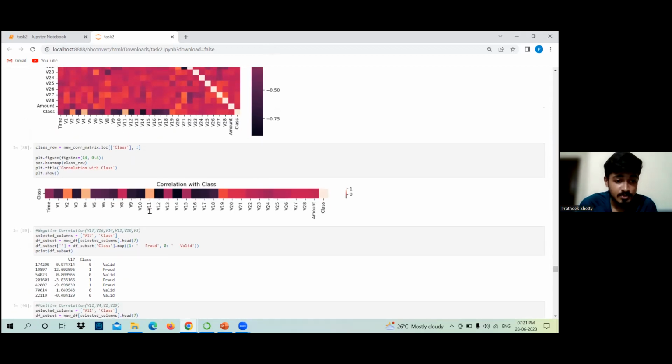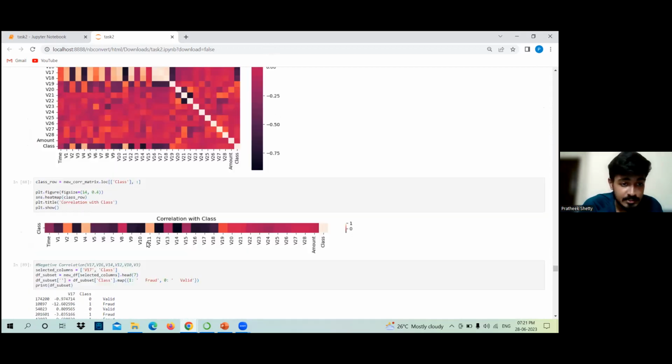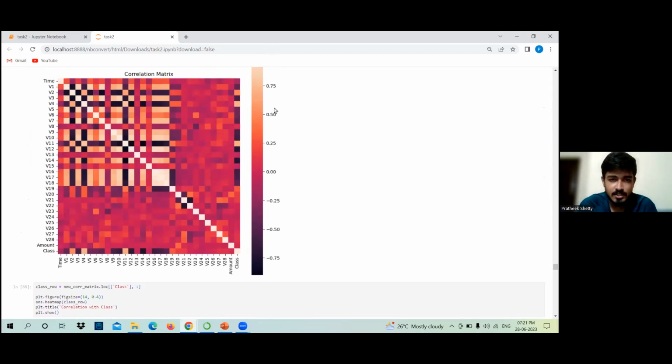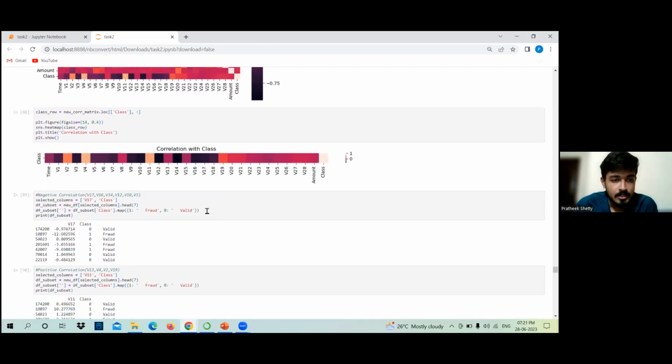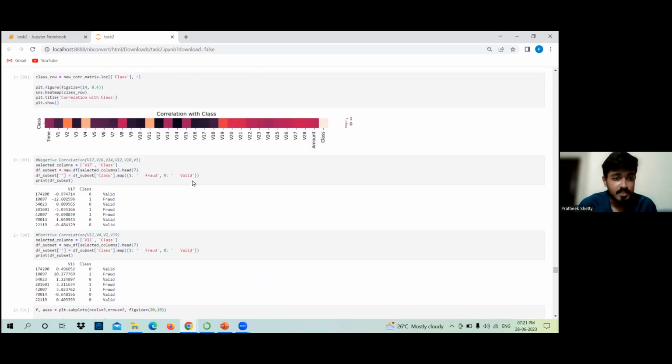And there's a positive correlation, as you can see in these values, like V11, V4, V2, and you can include V19, which is around 0.5 in the spectrum, as positively correlated variables to this target variable class.